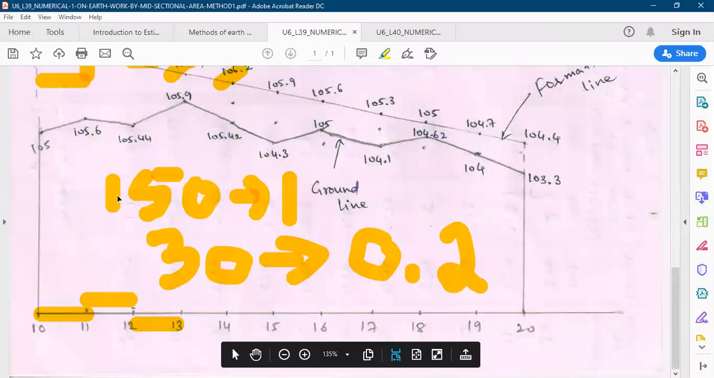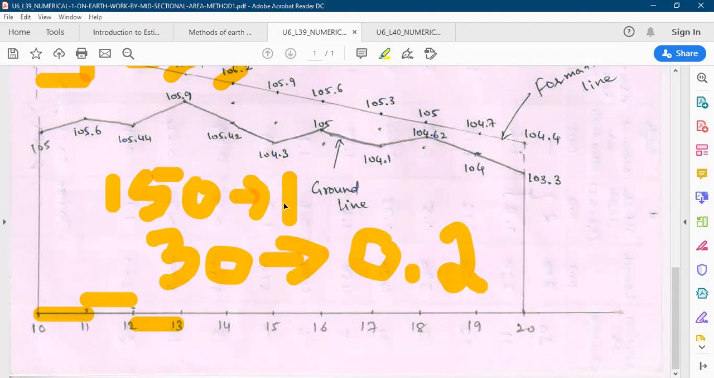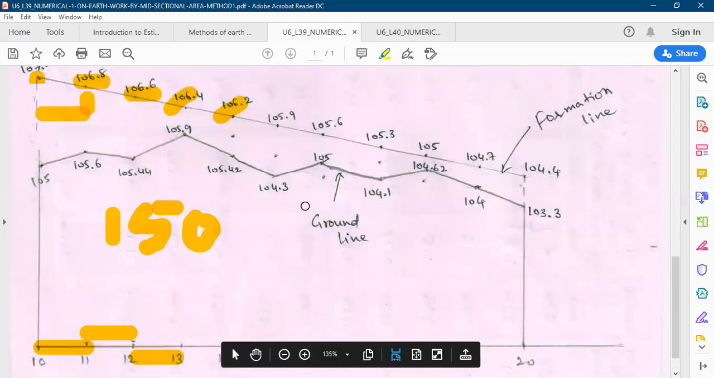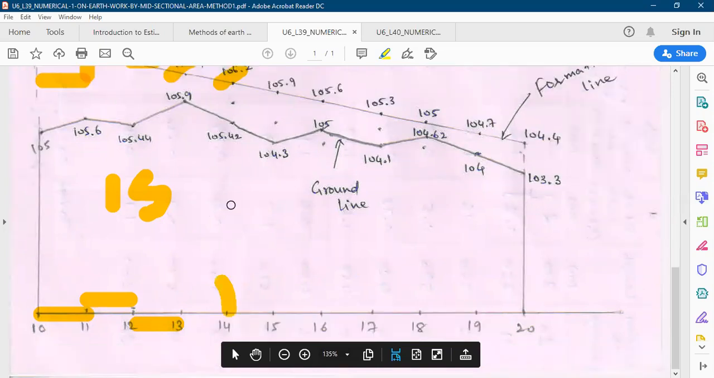The reference is here. For every 150 meter, the vertical decrement of formation level is 1 unit. We are taking the interval between two stations as 30 meter, as it is given as one chain length. For every 30 meter, how much is the decrement? For 150 meter, 1 is the decrement, so for 30 meter it is 0.2. Using this 0.2, you have to calculate the RL of formation up to chainage 14.